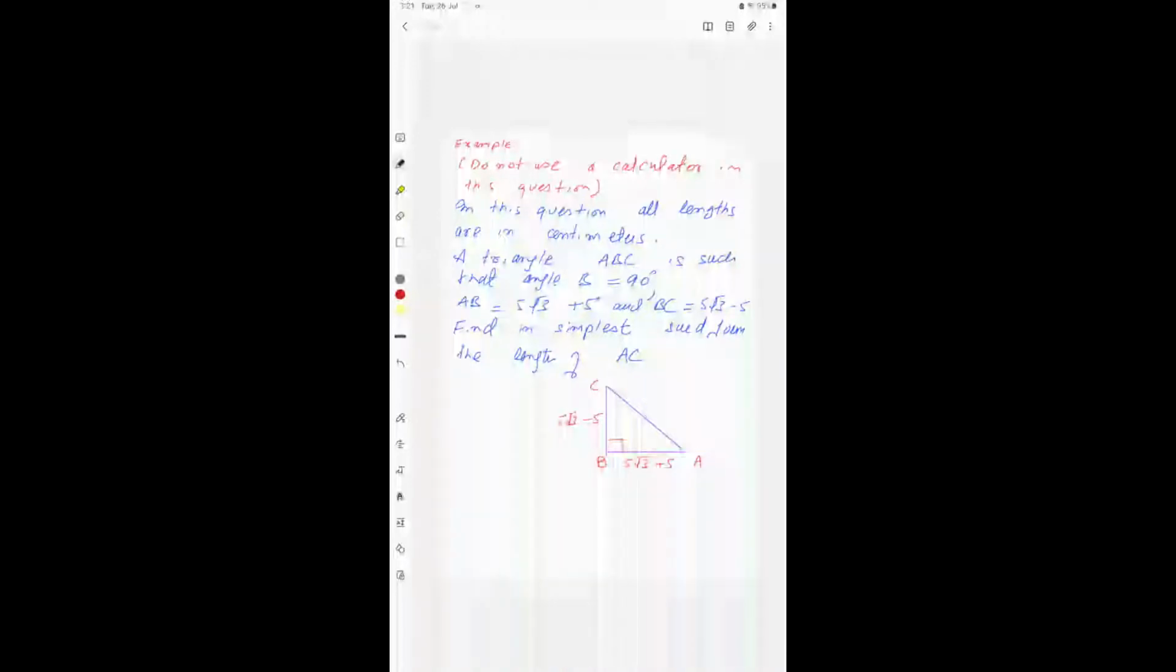So it's a triangle given to you. I have drawn the triangle. Angle B is 90 degrees, and you can take any one side as AB and the other as BC. AC is the longest side. So in a right angle triangle, according to Pythagoras theorem, square of the longest side is equal to sum of the squares of other two sides.